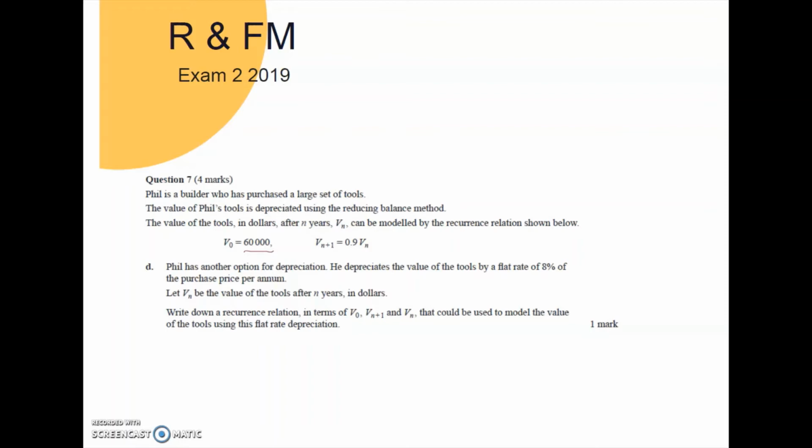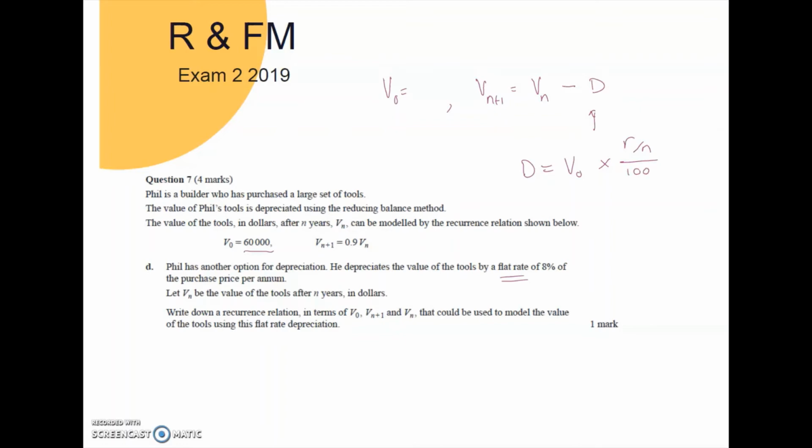But in part D, they're saying he has another option for depreciation. He's going to use the flat rate method of 8% of the purchase price per annum. And so we want to now write down a recurrence relation to model that. Okay, so with your flat rate, what we need to remember, we're always having our initial amount, V n plus 1 will be Vn minus our depreciation amount. Okay, we calculate our depreciation amount by doing our initial times our rate. If there is any compounding or any breakup of that, it's not annual, we do over n, but then over 100.